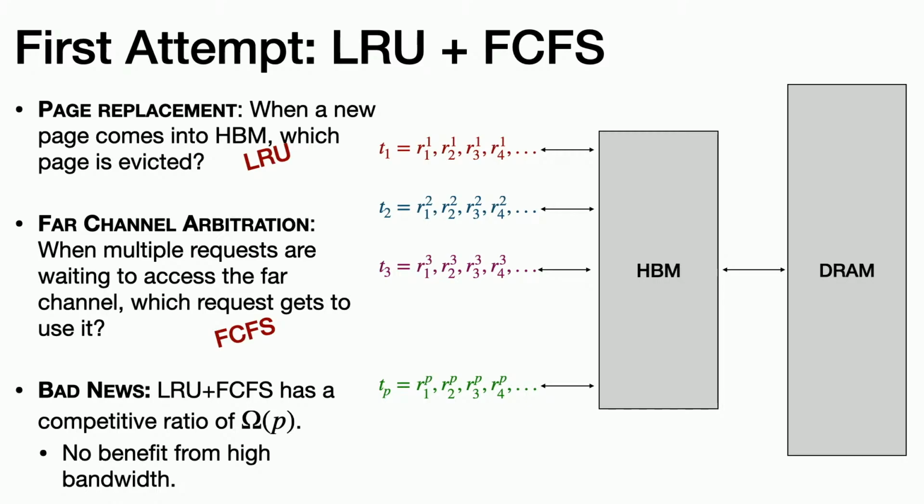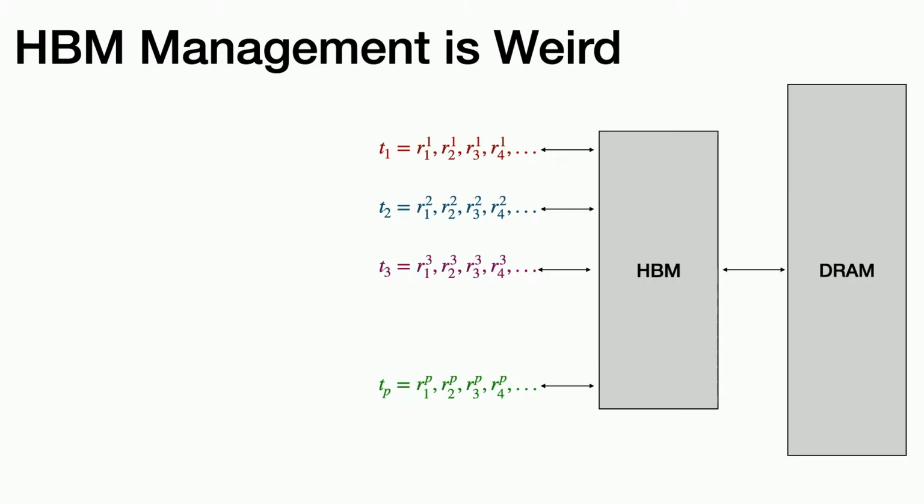This is as bad as it can possibly be. Again, you get no benefit from having an HBM at all. You may as well remove it, and you'd be fine. In fact, you might be a little bit better, since you lose a constant factor just by going through HBM. Okay, so why is that? Why is this policy so bad?